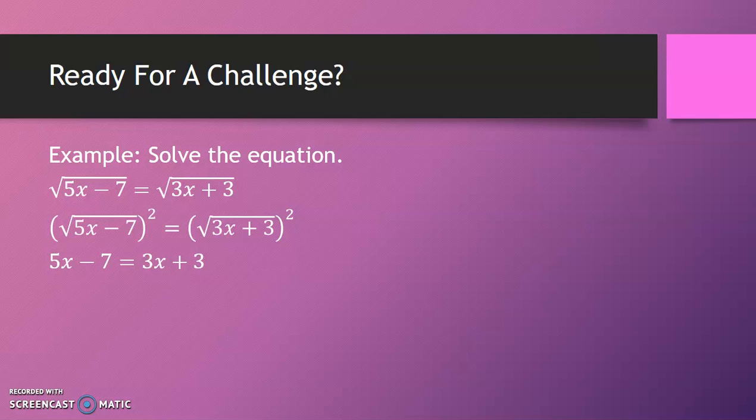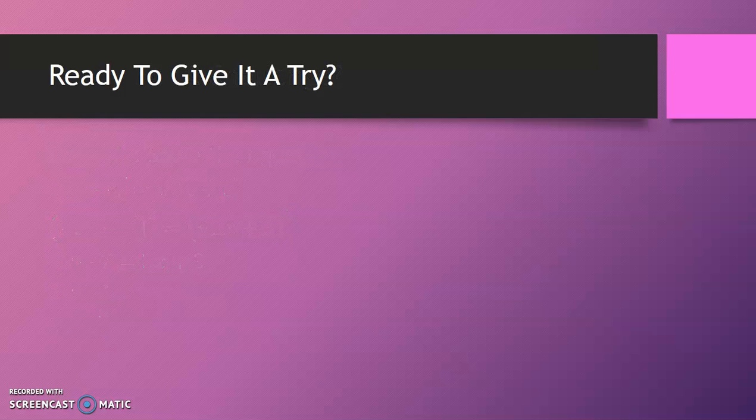Now this is a two-step equation because we're going to have to combine our x terms and our regular number terms. So what I'm going to do here is subtract the 3x over to the left side from that 5x, and then I'm going to add 7 over to the 3. So I've kind of combined those two things in this one step here, and so I'm left with 2x equals 10. Then I divide both sides by 2, and I get x equals 5.